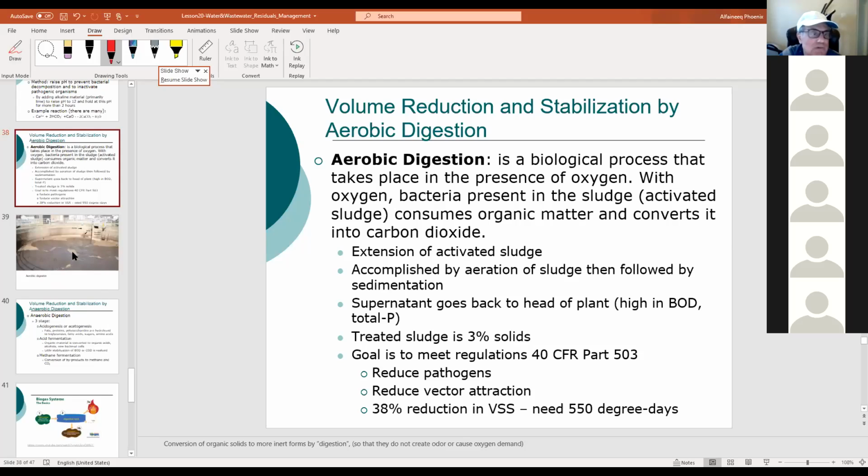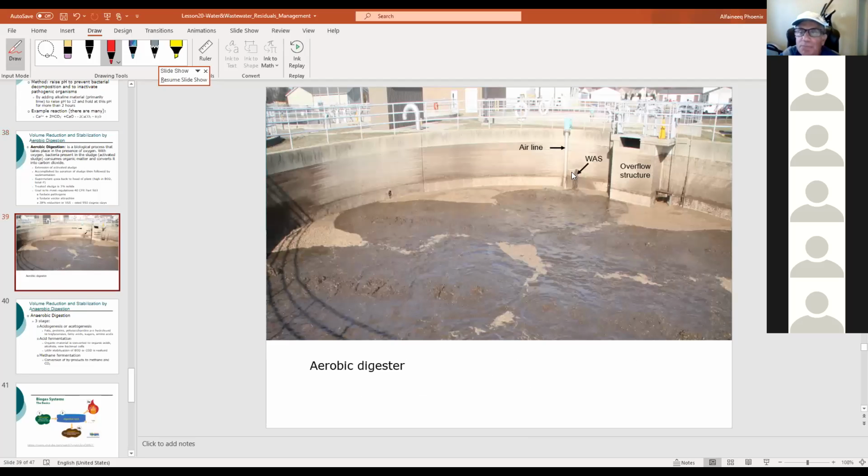The other process here, see what they do here? Anaerobic digester.